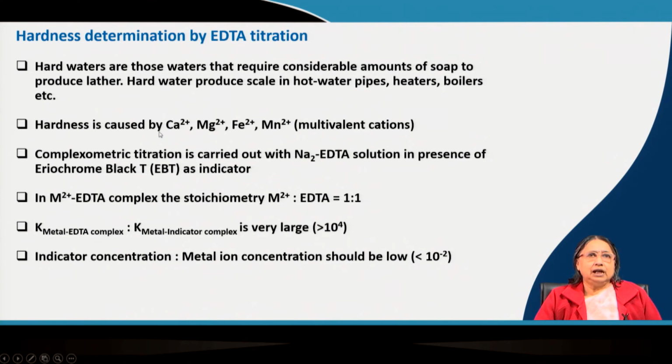Now, when we determine the hardness, that is we determine the calcium magnesium ions, then we use the indicator which is called Eriochrome Black T, EBT. And we do the titration with the disodium salt of EDTA. Many people say that we do the titration with EDTA, but it is not true, because EDTA is not soluble. It is a weak acid. We now all know that weak acids are weak electrolytes, so they do not get solubilized in water. That is why we use disodium salt or tetrasodium salt of EDTA.